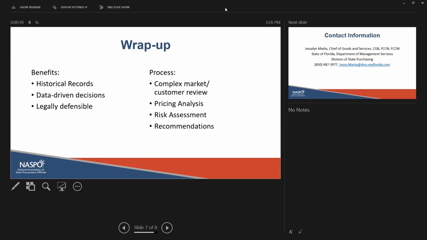It produces data-driven decisions. On our second floor with our executive leadership, we're painting the whole picture for them so that they can make informed decisions. And it sets Florida up in an excellent, legally defensible position for our procurements. With the process, we look at a complex market and we want to incorporate customer feedback into our MAPS. And we look at that pricing analysis. Just because we go out for a competitive procurement doesn't mean we're always going to get the best deal. So it helps us really understand our price drivers, our risk assessments, and then ultimately helps us make a fantastic recommendation.